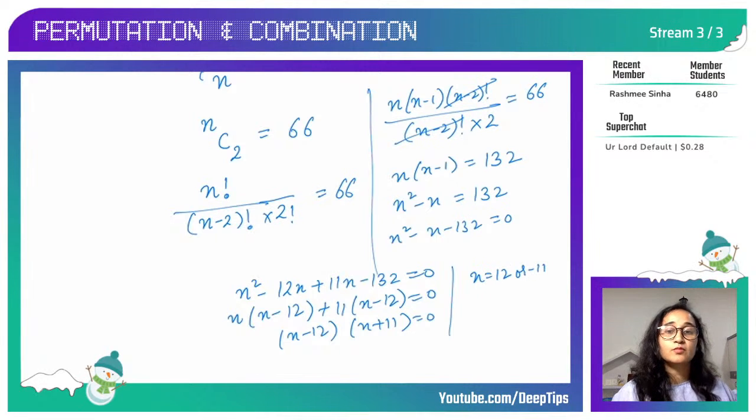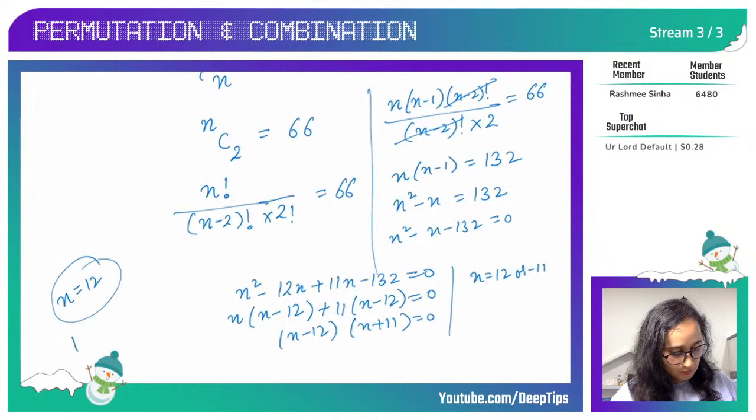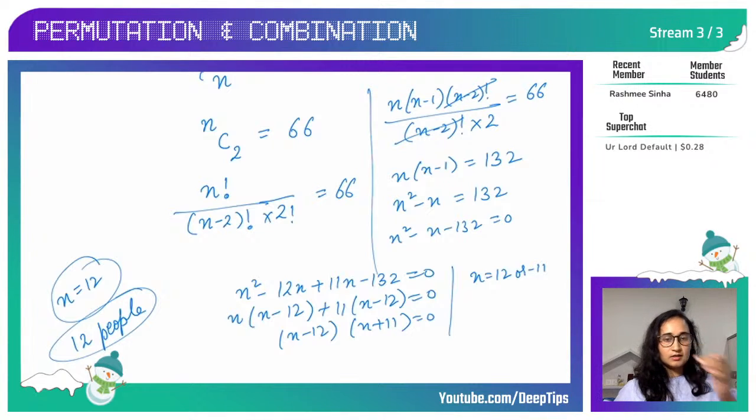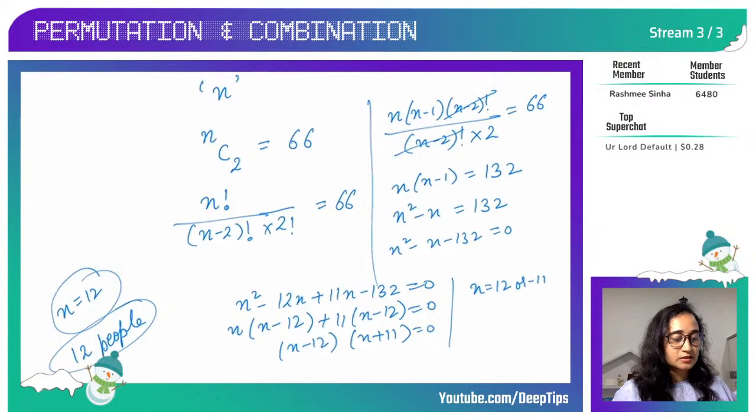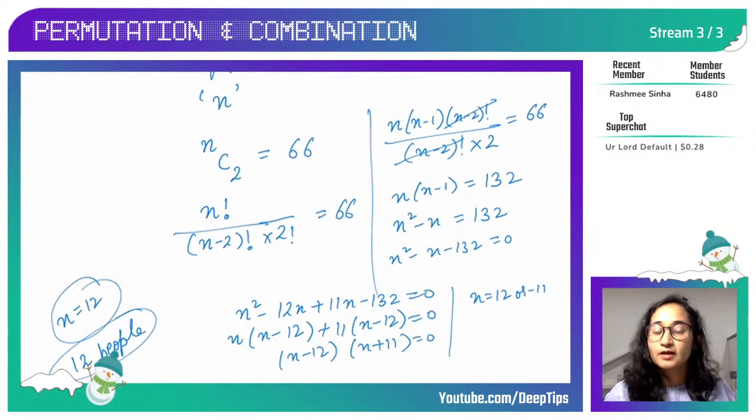My number of people cannot be negative, there are no invisible people there. So n equals 12. That means in the party there are 12 people who did handshakes with each other without duplication. So this is how we solve this party question and how we do circular arrangements.